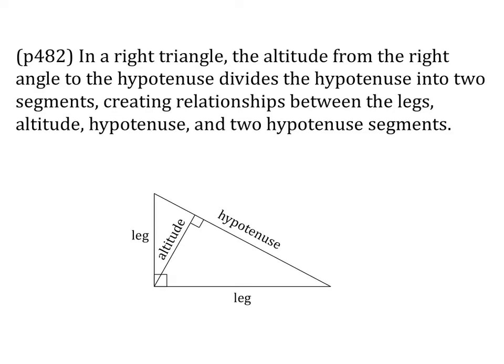On page 482, it states that in a right triangle, the altitude from the right angle to the hypotenuse, so that's from here to here, divides the hypotenuse into two segments. Our two segments are here and here, creating relationships between the legs, the altitude, hypotenuse, and two hypotenuse segments.